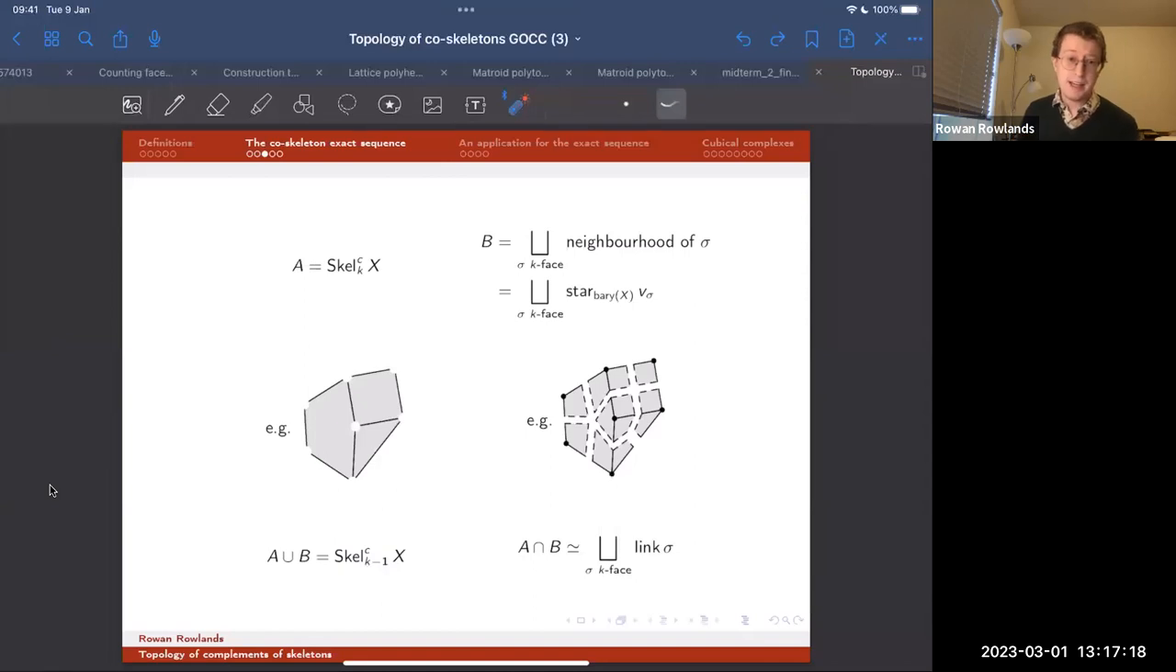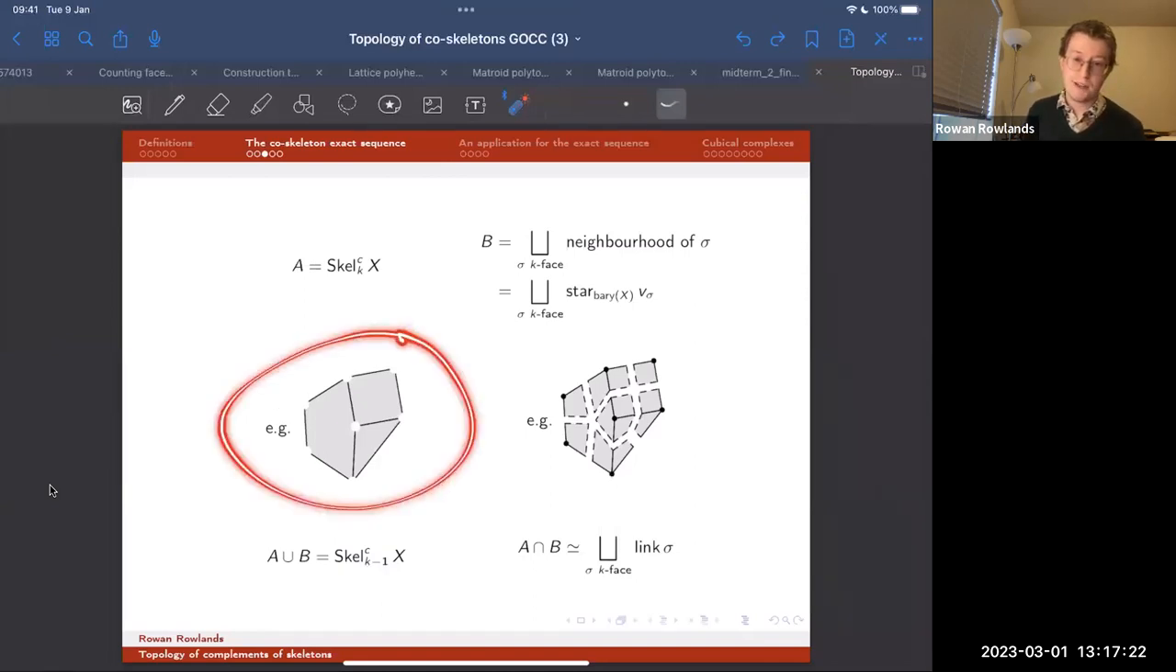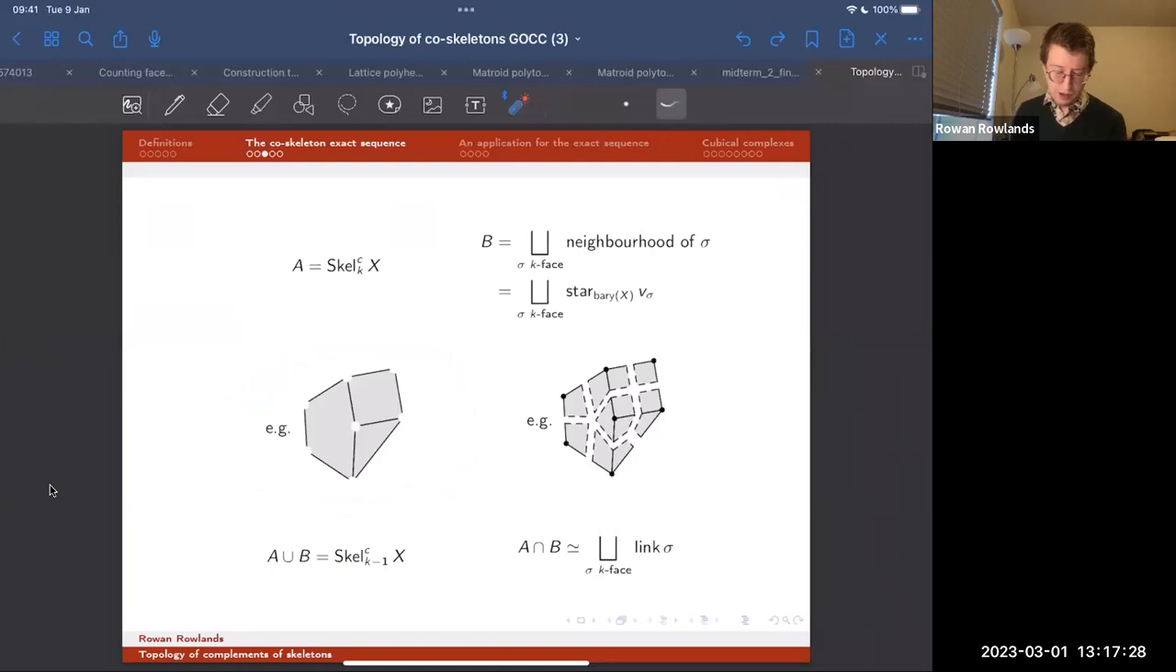let's think about that starting with the set A. We've got the collection of all faces of dimension greater than k. So that's the definition of the kth co-skeleton. But then when we take the union with B as well, we're kind of throwing in the k-dimensional faces too. Yeah, we're taking in each k-dimensional face and a little neighborhood around it. So when we add that to this union, we will end up with the faces of dimension k and greater.